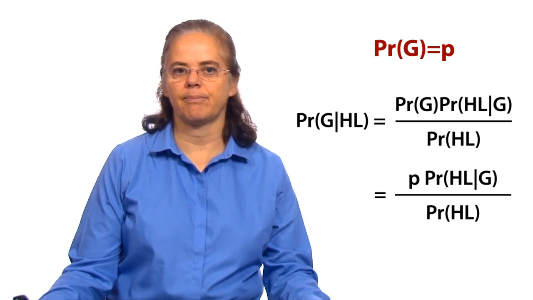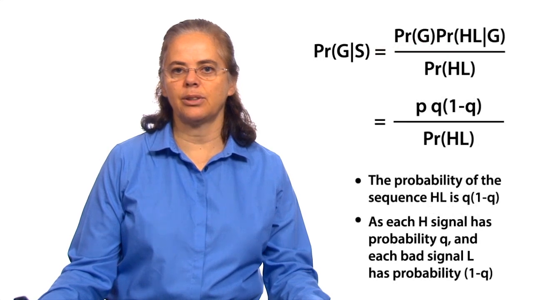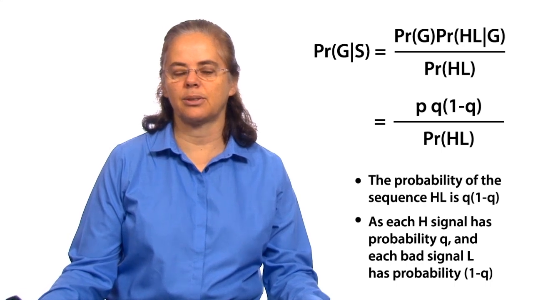The first term is the probability that the product is good, and that's just P, and that's easy. The second term, the probability that we get the signals high and low in order, given the product is good, is a bit more complicated. A high signal has probability Q, a low signal has probability 1 minus Q, and these two signals are independent, so we need to take the product to get the probability that they both happened. So that gives us the numerator, P times Q times (1 minus Q).